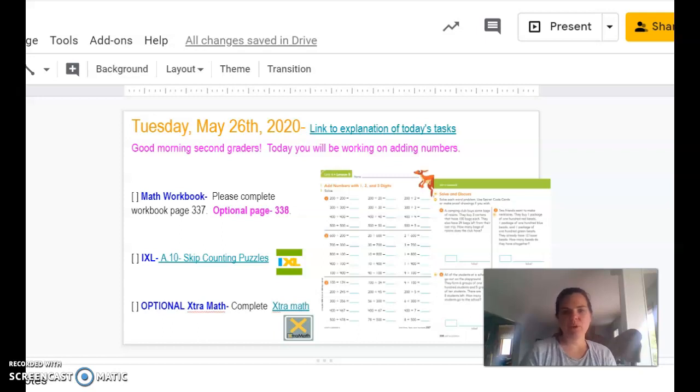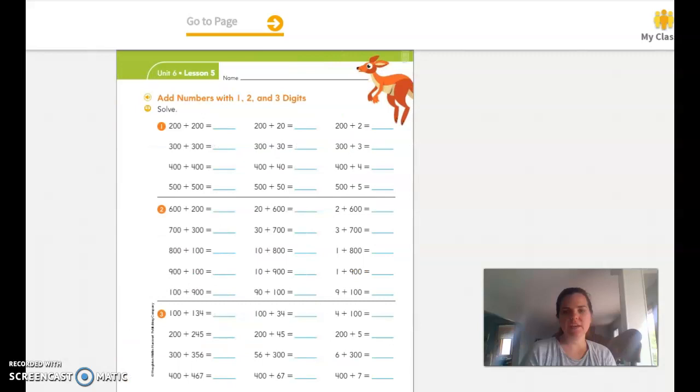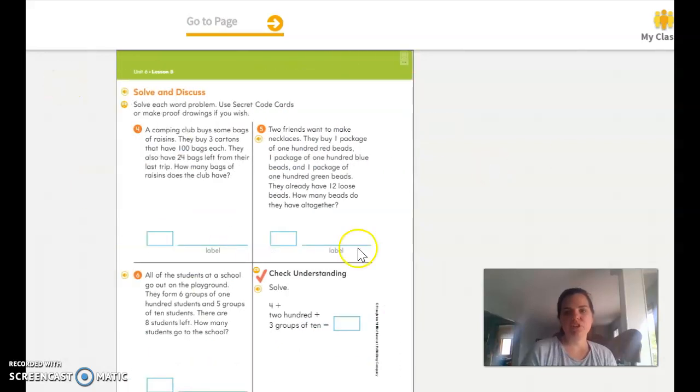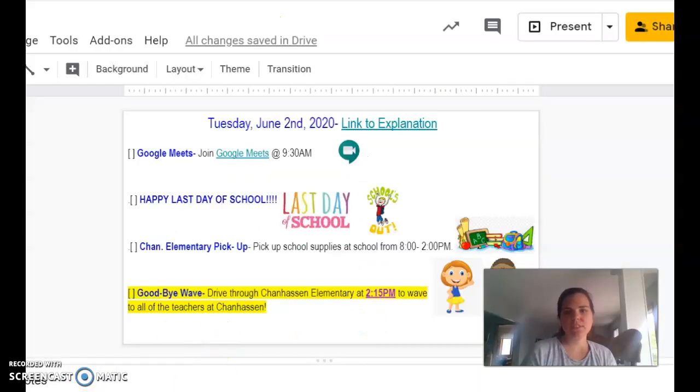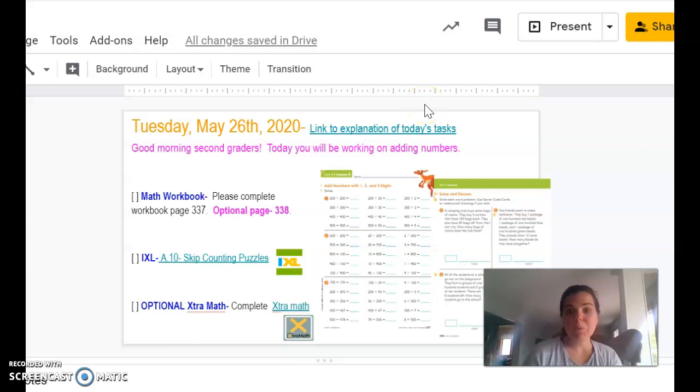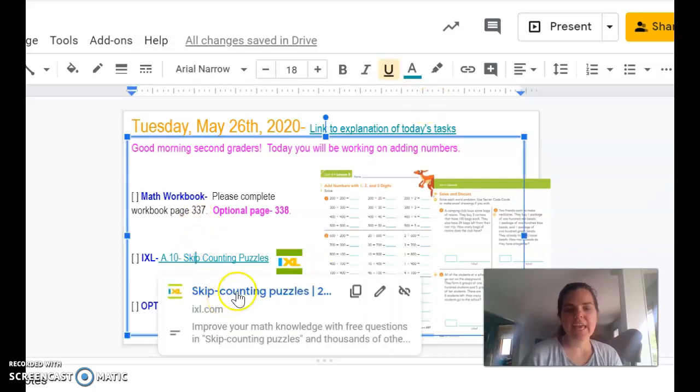So if we look at the workbook page 337, you are going to add these numbers. 200 plus 200 is 400. 200 plus 20, 220, and so on. And then optional are the story problems on page 338. Then you are going to, oops, that's language arts for the last day of school. Oops. Then you are going to log into IXL A10.